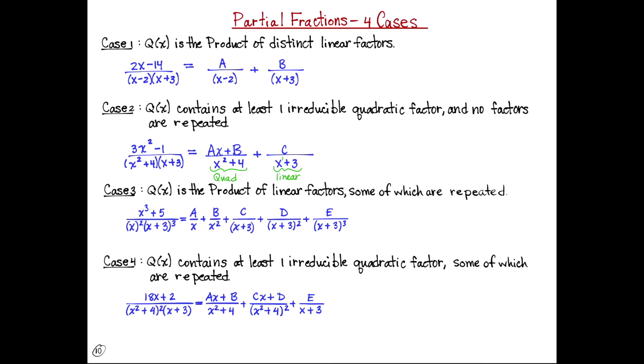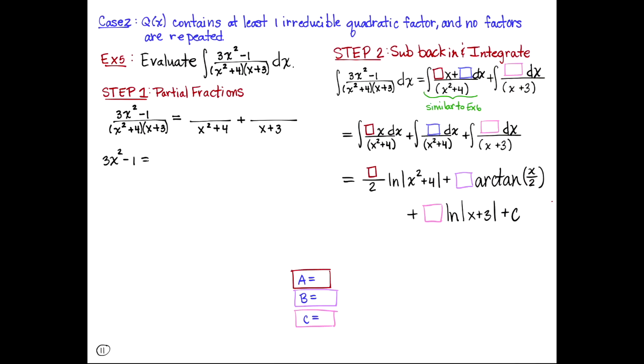So let's do one that's slightly more complicated. Let's look at one from case 2. So we have at least one irreducible quadratic factor, and no factors are repeated. So we want to break this up where we have an x squared plus 4 in the denominator of the first term and an x plus 3 in the denominator of the second term. And notice that here I've dropped the integral signs and the dx. We're just taking a step aside and doing the algebra work, and then we'll sub it back in at the end and deal with the integrals and the dx's.